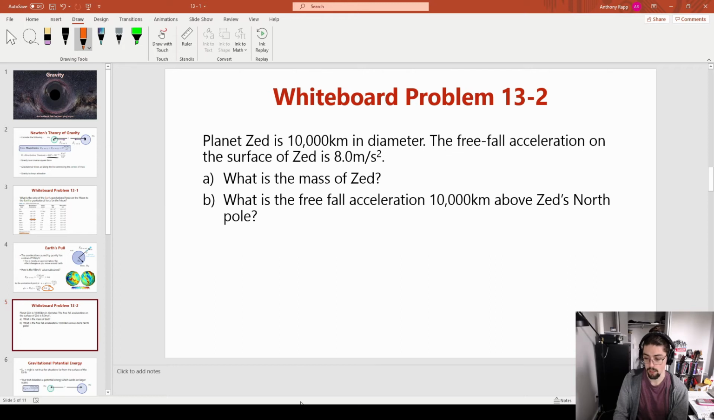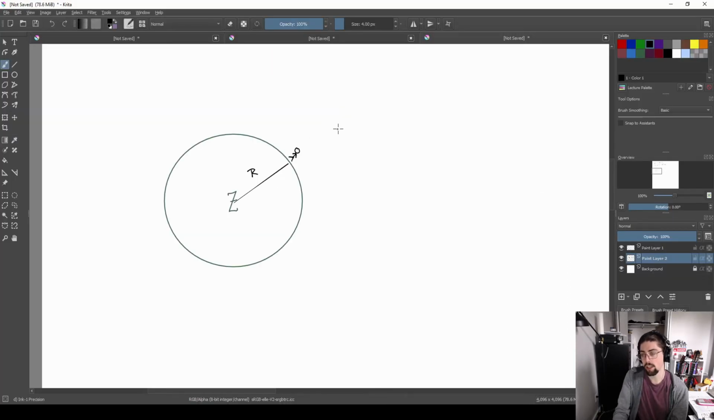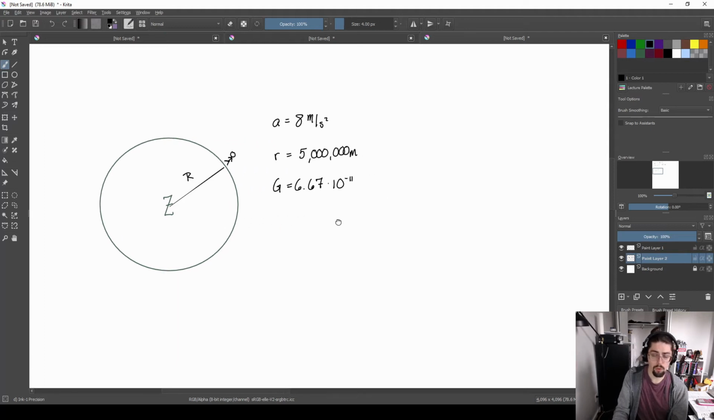So let's talk about those values. At this point right here on the surface, our free fall acceleration is 8 meters per second squared. Radius away from the center of mass, 5 million meters. The gravitational constant capital G is 6.67 times 10 to the negative 11th. And then all we really need to do here is go through the same steps that we just saw for how we calculate little g.